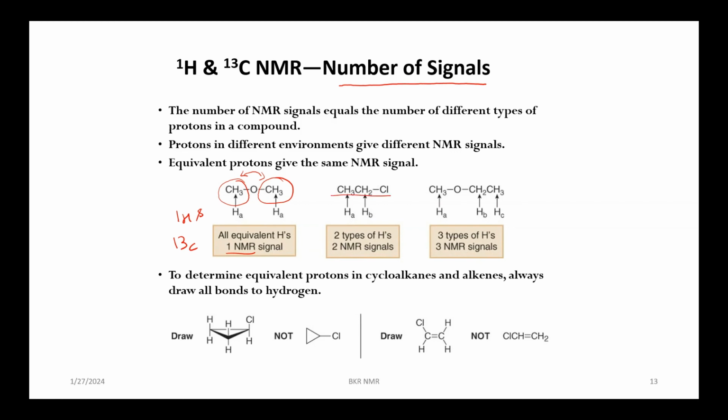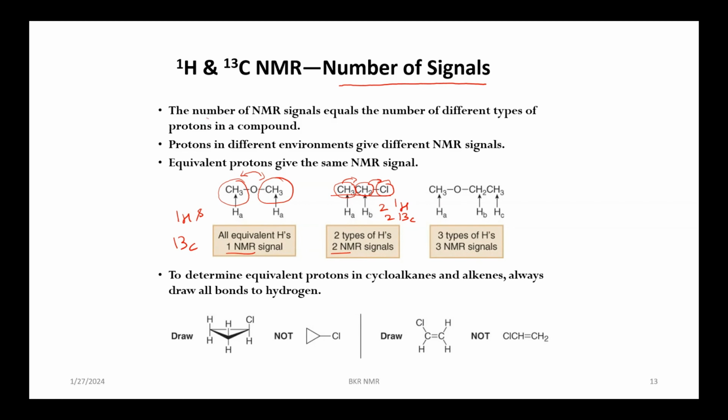Now, coming to this problem, you have a chlorine, the adjacent carbon CH2, and the next CH3. So this will give me two proton and two carbon signals. I have two different types of protons because the CH2 is directly attached to Cl and the CH3 is attached to CH2 followed by Cl. So they have different environments. If they have different environments, they'll give you different signals. If they have the same environment, they'll give you the same signal.